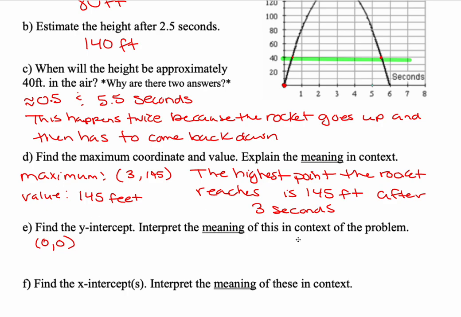So what does this mean in the context? So at 0 seconds, the rocket is at 0 feet in the air. That means that the rocket should be starting on the ground. So we can say that the rocket starts on the ground. And we know that because that is at 0 feet.